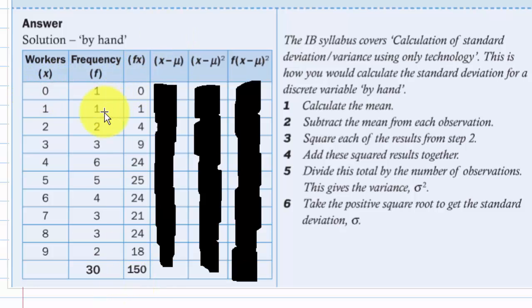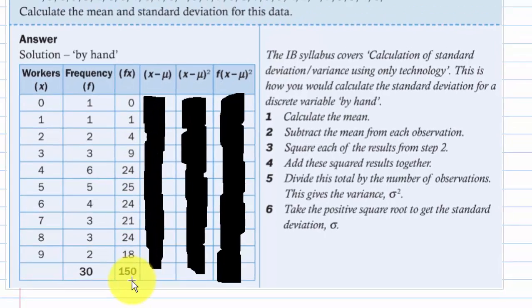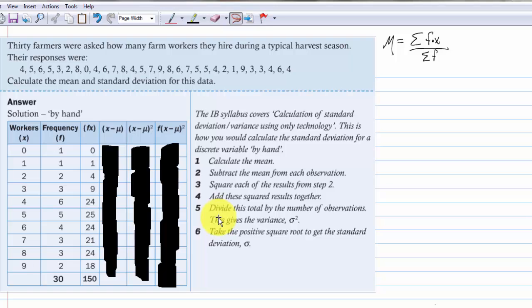1 times 0 is 0. 1 times 1 is 1. And we're going to want to add up all of these numbers. That's what the sigma f times x is. So add up all of those numbers that we multiplied, we get 150. So our mean is going to be 150 divided by 30.